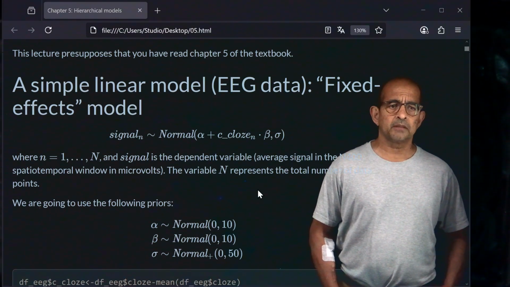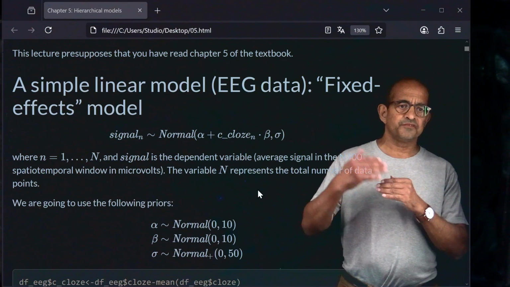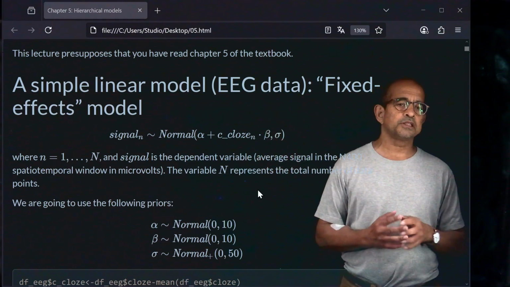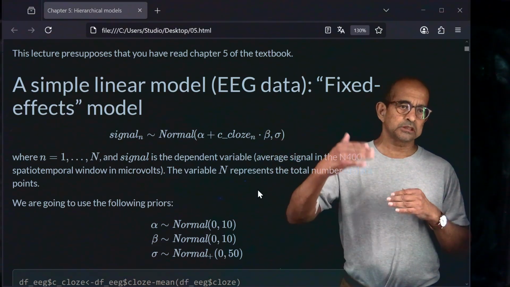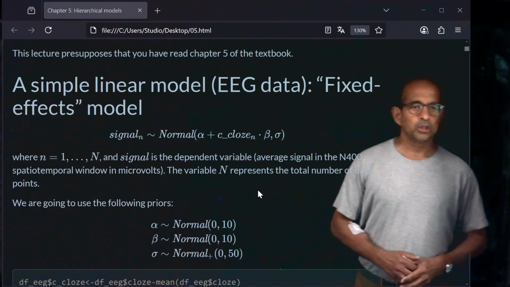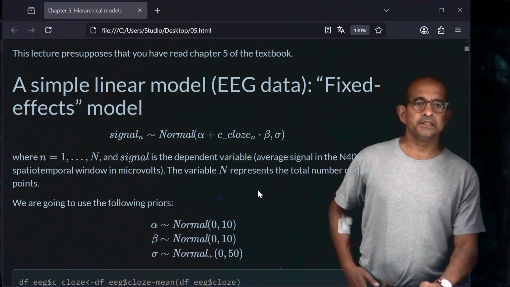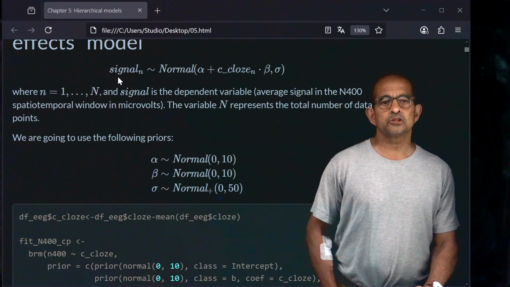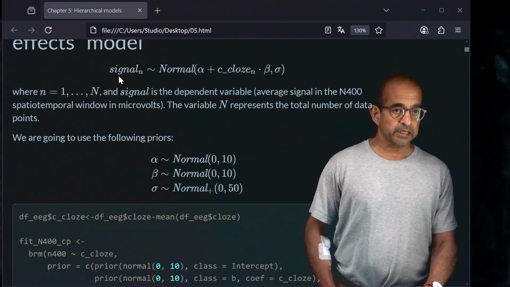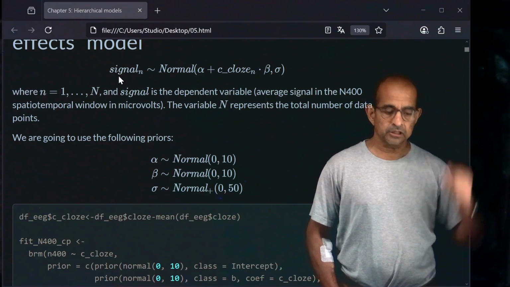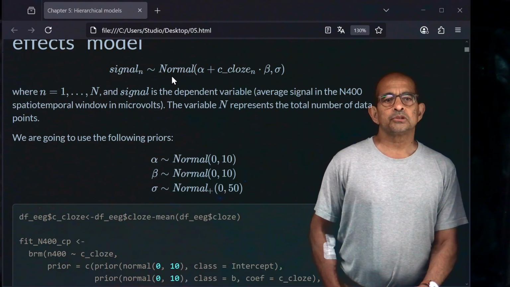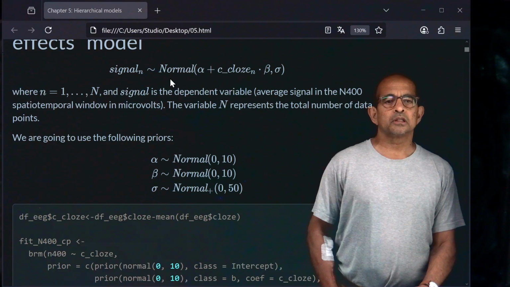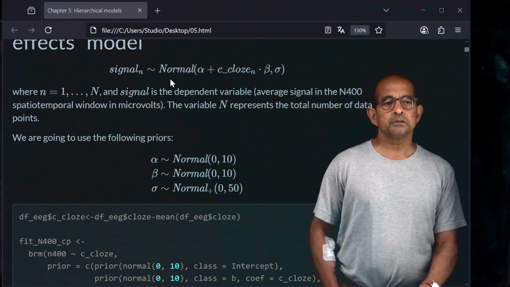In this chapter, I'm going to start by fitting a very simple model, very similar to the models that we've already seen in chapters 3 and 4. And then I'm going to start adding more and more structure to this simple linear model. The example that we're going to start with is an EEG data set. We've got a signal in microvolts. These are electrical signals that are recorded on the scalp through electrodes, and we are assuming that the data are going to be modeled as coming from a normal distribution.